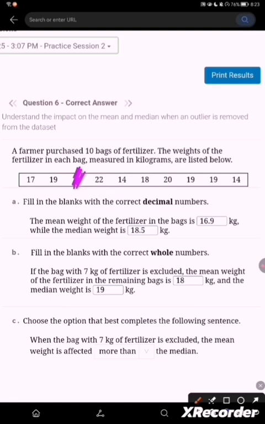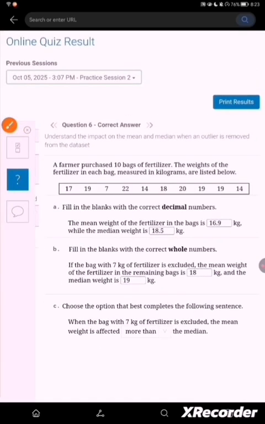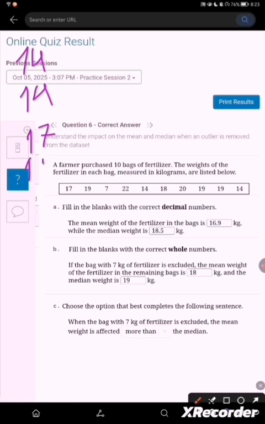Now that they've removed 7, we've removed a number. Before there were 10 numbers, so now there are 9 numbers. So we divide by 9, not 10. Okay? So you get 18 as your mean. Now, once again, you have to arrange, but instead of starting with 7, you're going to start with 14. So 14 and 14, 17, 18, 3 19s.